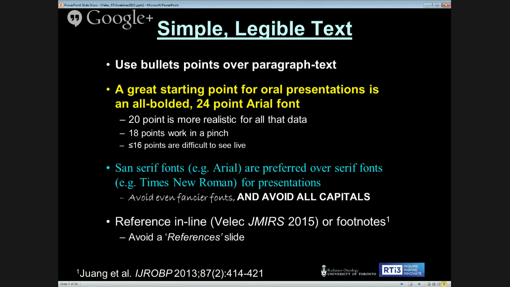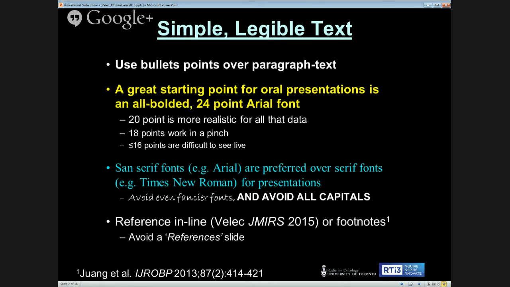So starting with the basics, the text here: keep it simple and keep it legible. And that's not always straightforward. So like I said, use bullet points over paragraph text. You don't even need complete, full, grammatically correct sentences. I mean, read it out loud to make sure it sounds proper, but you don't need to write a story in each slide. I think a great starting point for oral presentation is to use 24-point Arial font, all bolded.